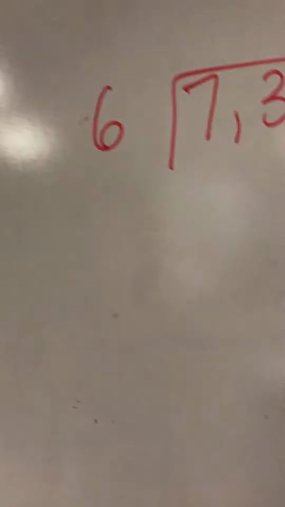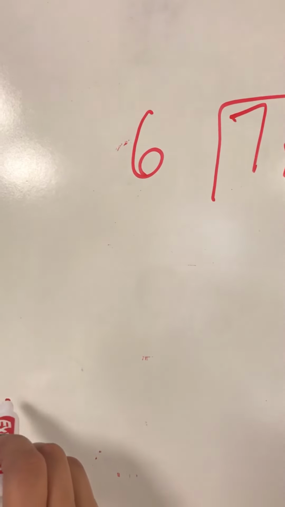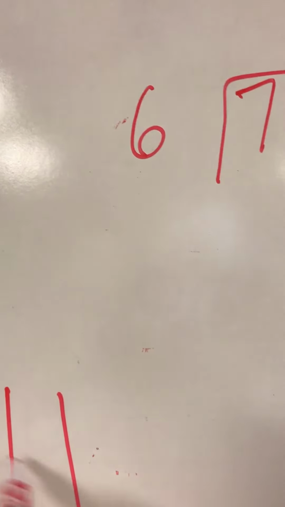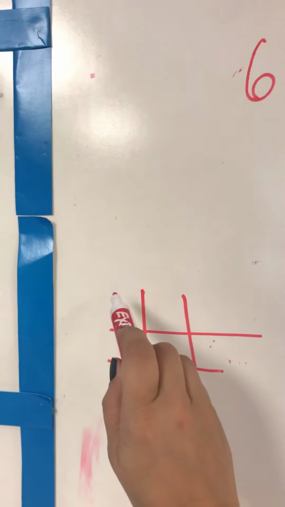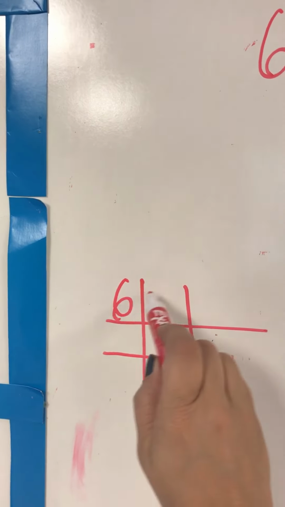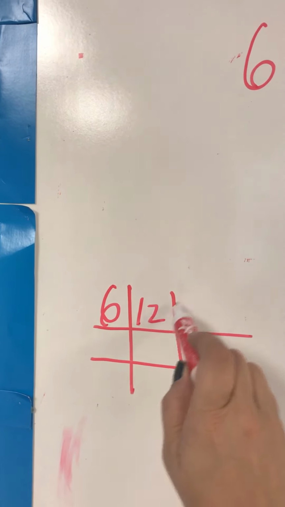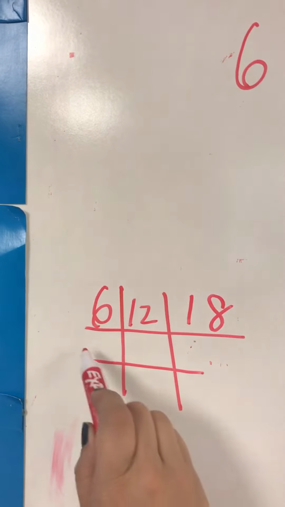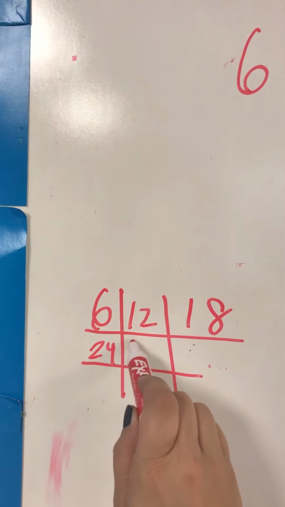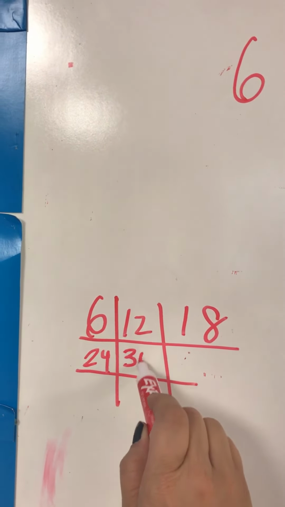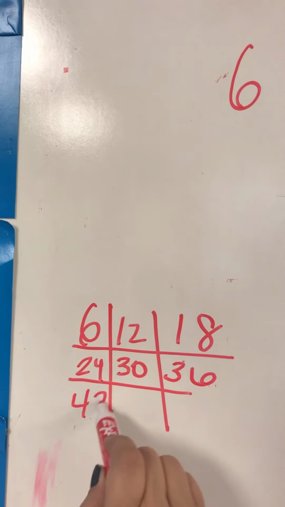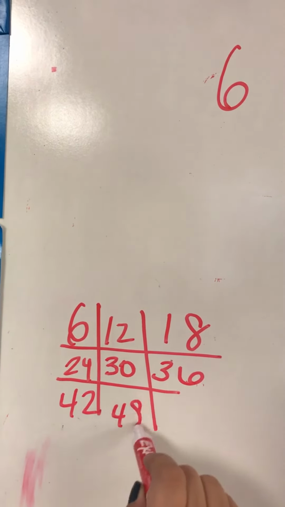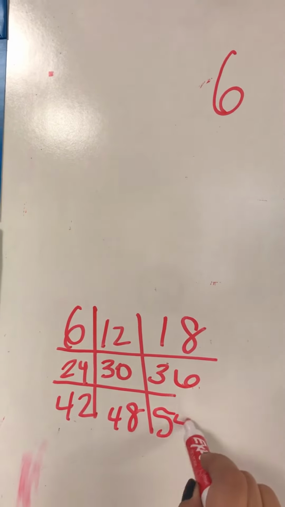Because we're dividing by 6, and 6 sometimes seems to be a little bit harder of a number for students to divide or multiply by, I usually have the kids create a tic-tac-toe chart in which they count by 6s. So if we were to count by 6, it would go 6, 12, 18, 24, 30, 36, 42, 48, and 54.